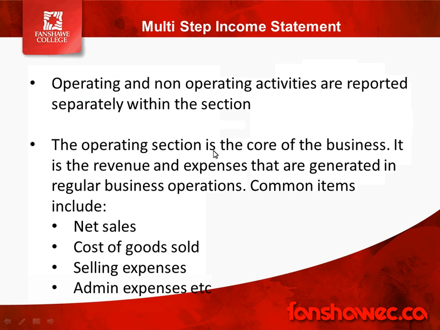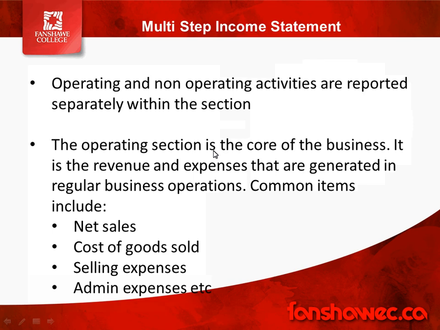So the multi-step format is broken out into two major categories. We've got operating activities and we've got non-operating activities. They're reported separately within the same section. So again, it's just continuing ops, but we've got two major categories now, operating and non-operating. And they're quite self-explanatory, right?